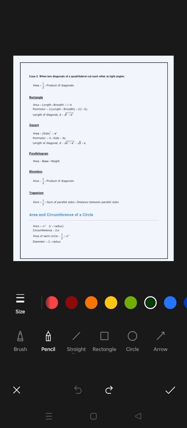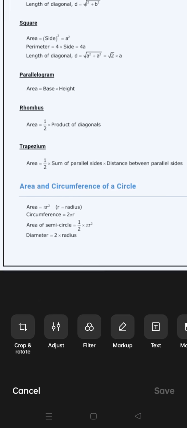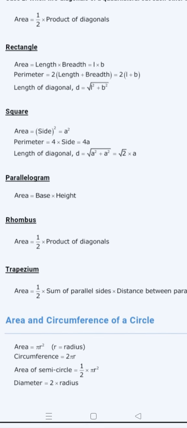Next is the area and circumference of a circle. Suppose this is a circle. What is the area? The area of a circle will be pi r squared, where r is the radius. The value of pi will be 22 upon 7.